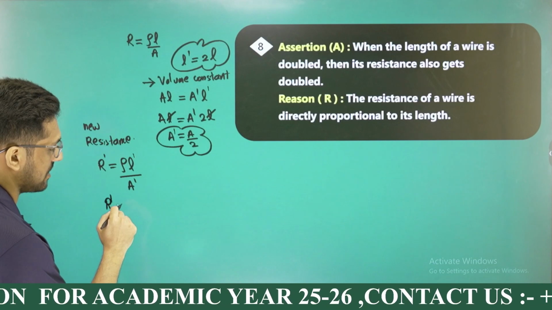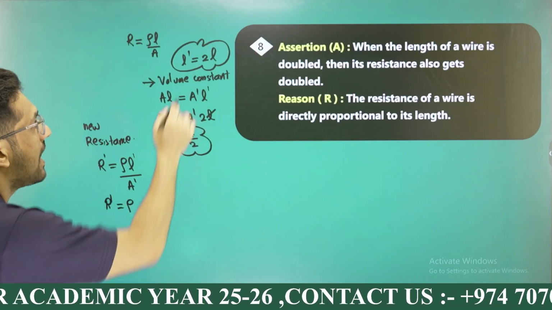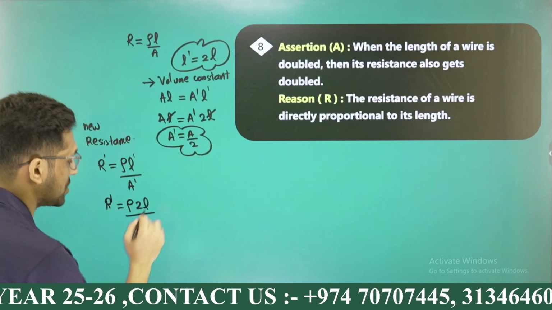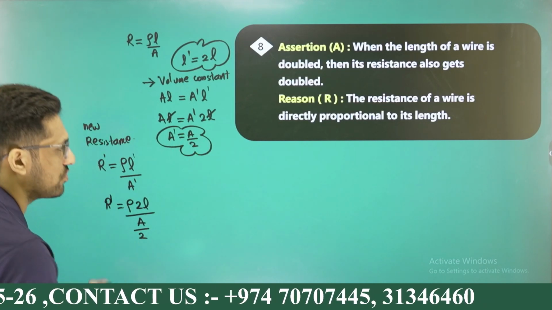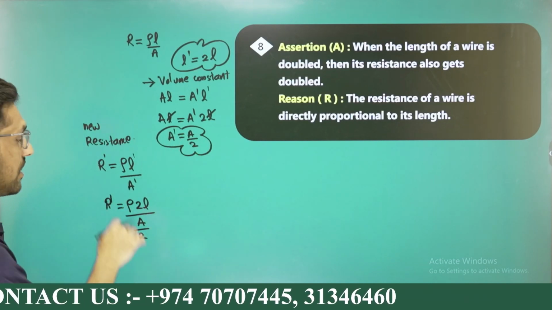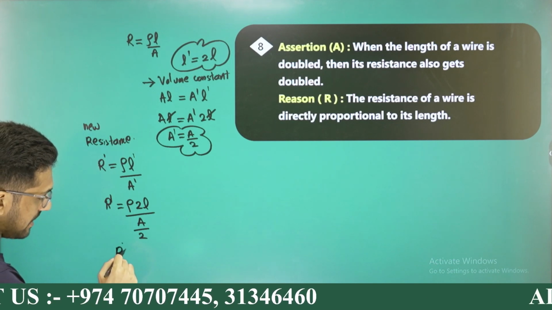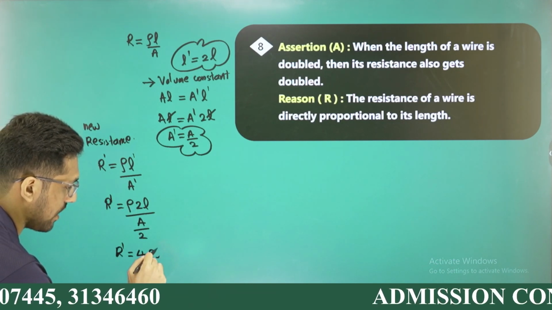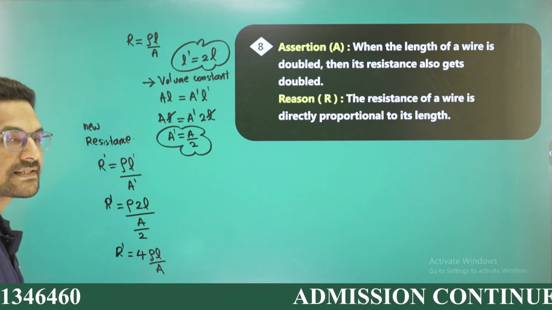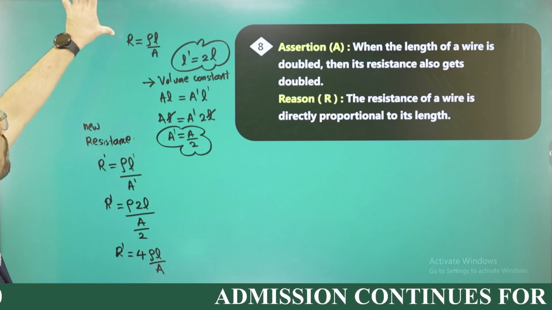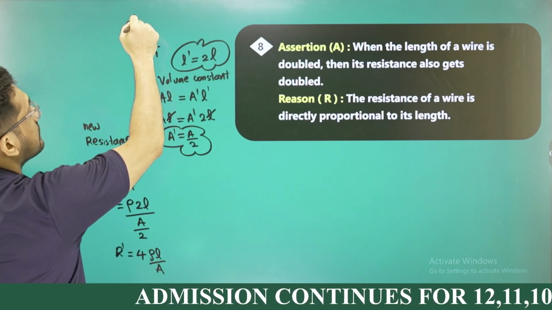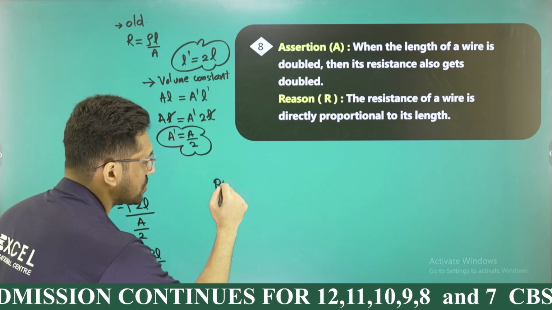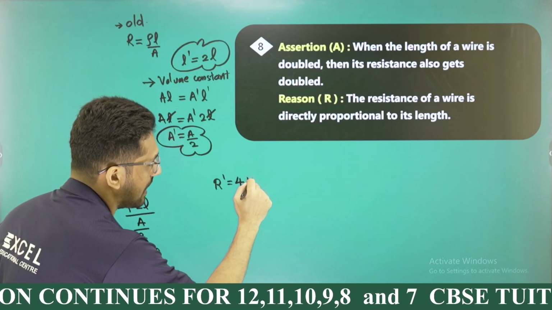That is R dash. R dash is equal to rho into L dash, L dash is 2L, divided by A dash, A dash is A by 2. How to do this? Take the reciprocal and multiply. If you take the reciprocal and multiply, R dash is equal to 2 into 2, that will be 4 rho L by A. Who is this? Rho L by A. That is our old resistance. Now you can write R dash is equal to 4 times R.